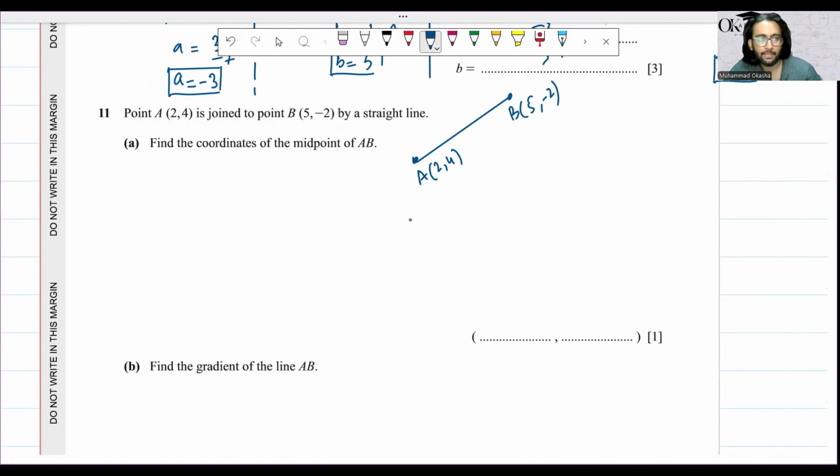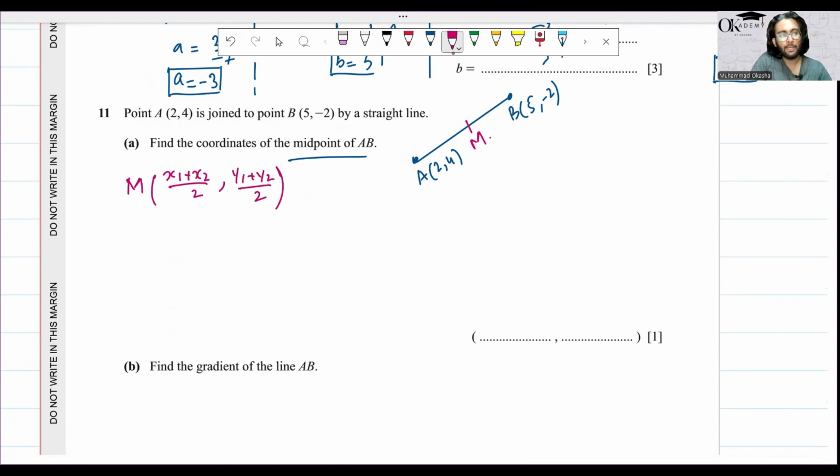They are joined by a straight line. Of course, this is a straight line. Find the coordinates of the midpoint. So I need to find the coordinates of this midpoint over here. Not a problem. Pretty straightforward. We know the midpoint formula, which is (x1 plus x2) by 2, (y1 plus y2) divided by 2. And this is, by the way, x1, y1, this is x2, this is y2. And nothing is simpler than this in the entire world.